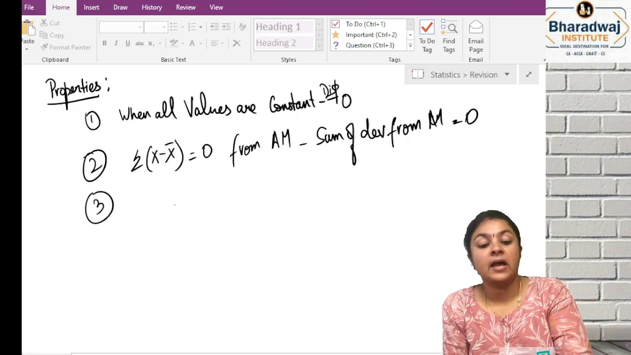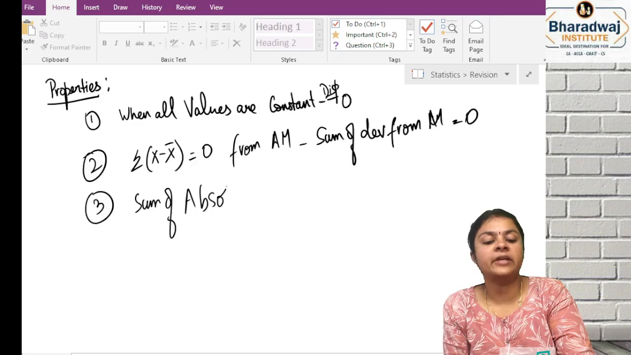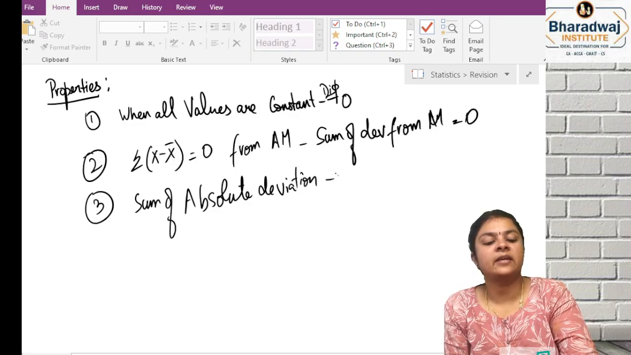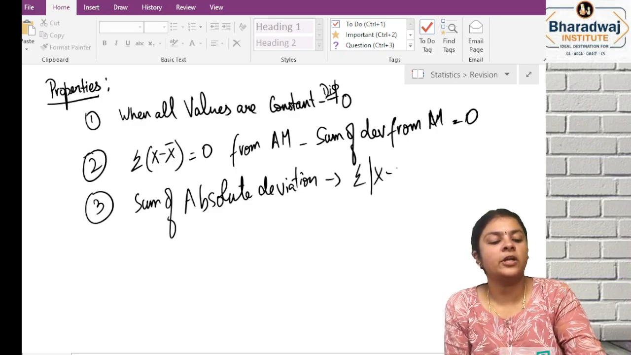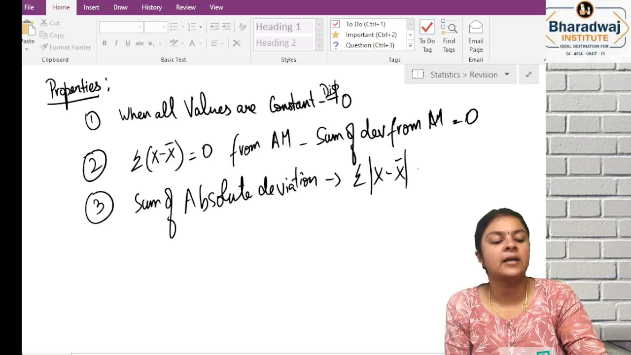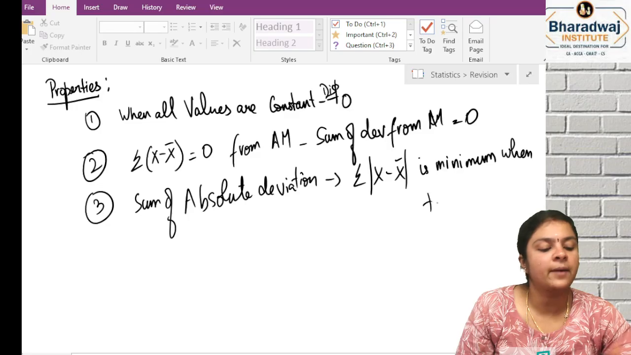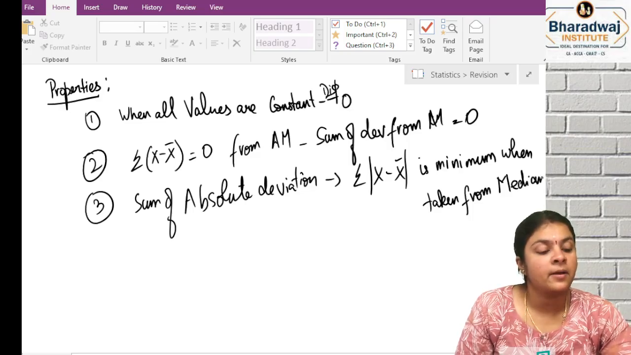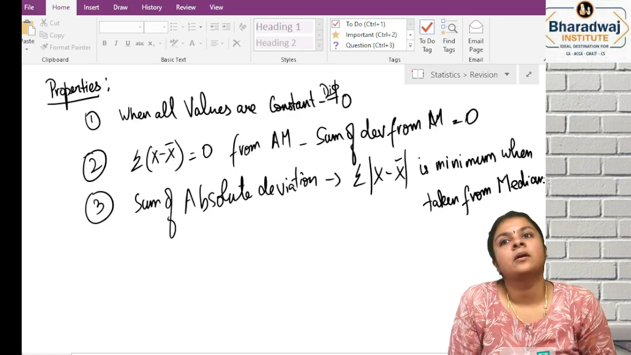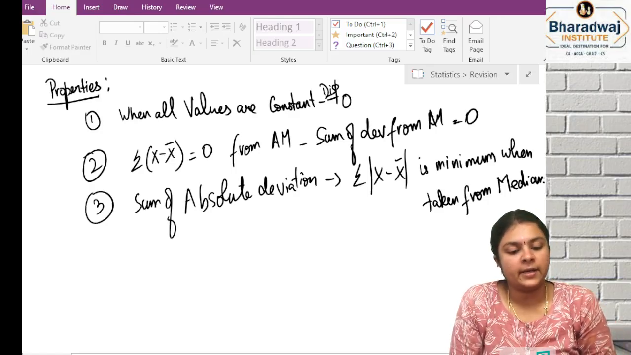Third, sum of absolute deviations. What is absolute deviations? Ignoring the sign, which means sigma modulus of x minus x bar is minimum when taken from median.